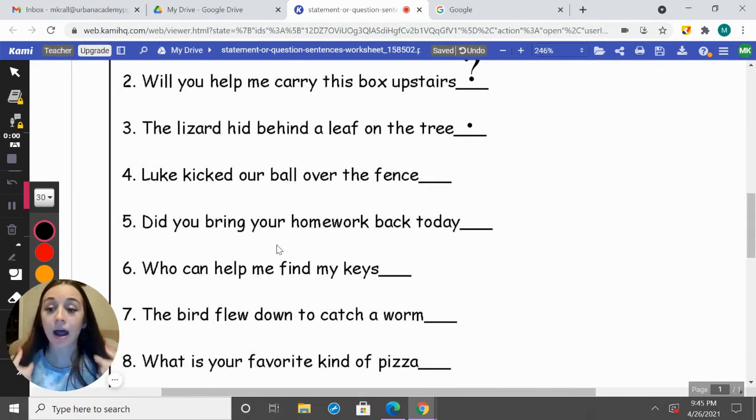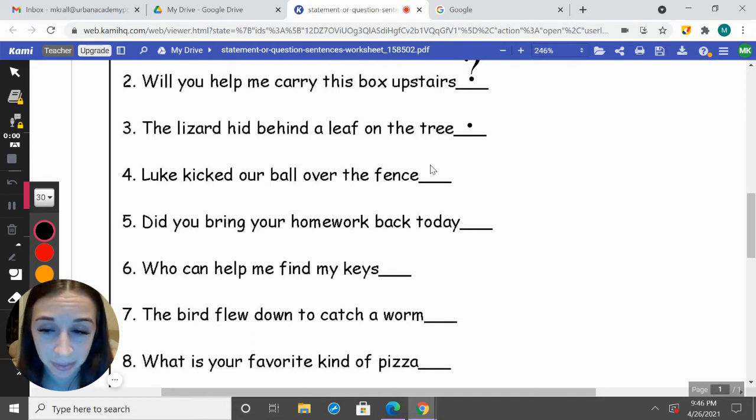Number 4, I'm going to read it out loud, and I want you to follow along silently. Luke kicked our ball over the fence. This sentence starts with a capital letter, has a complete thought. Now let's solve the punctuation. I need you to answer this question. Is it a statement or a question? Is it telling us something or is it asking us something? Go ahead and shout out your answer.